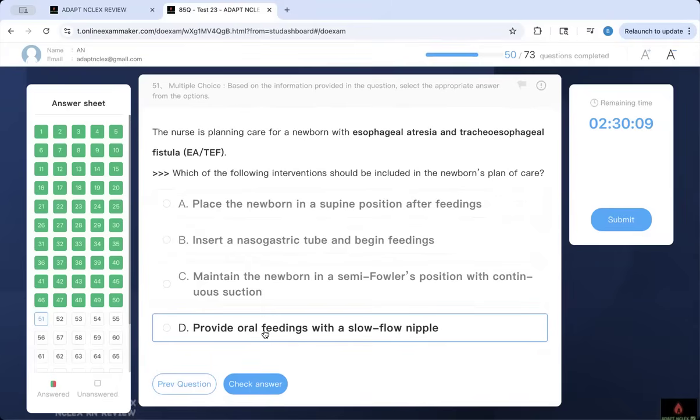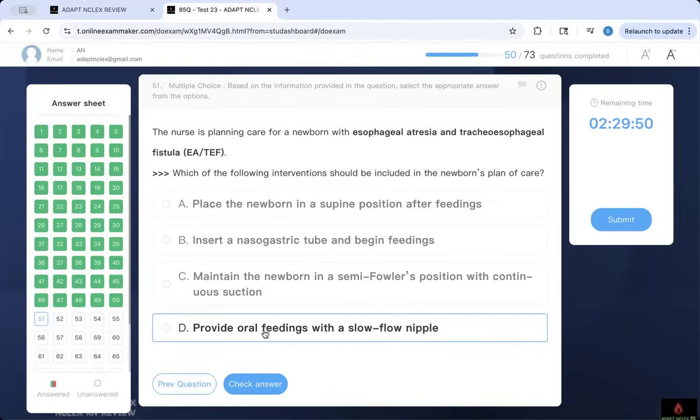And this is planning care for a client with esophageal atresia and tracheoesophageal fistula. Which of the following interventions should the nurse include in a newborn plan of care? It's a newborn. He has tracheoesophageal fistula. What is the number one thing you should worry about? That's what the question is asking you. Test-taking strategy, common sense way.